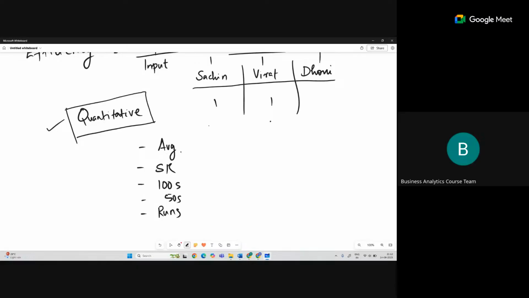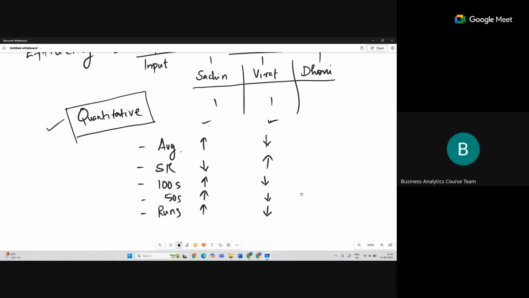Sachin has a higher average compared to Virat. Virat has a higher strike rate compared to Sachin. Sachin has more hundreds, more 50s, and more runs. So in some aspects Sachin is better, and in some aspects Virat is better. How can you compare them?